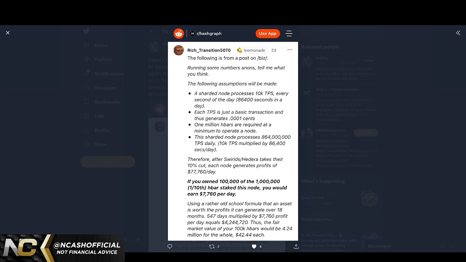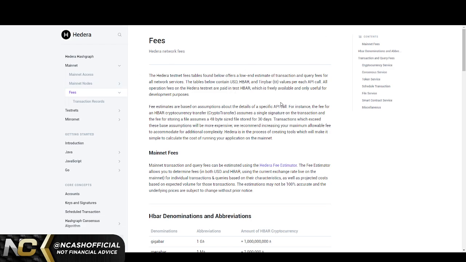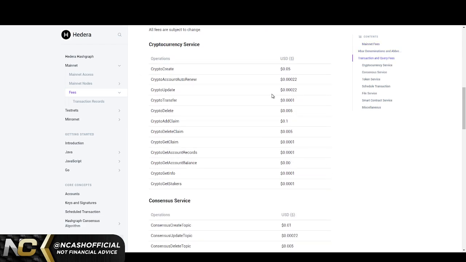Now, this is from a Reddit user. We don't, of course, know the name of him or anything like that, but this is from a post on Biz. Running some numbers, tell me what you think. The following assumptions will be made. A sharded node processes 10K transactions per second every second of the day, 86,400 seconds in a day. Each transaction is just a basic transaction and thus generates 0.0001 cents. Now, when we come over to the fees table, this is regarding the mainnet fees. A lot of these fees are generating different numbers, but he's talking about just the basic crypto transfer fee of 0.0001 cents per transaction.